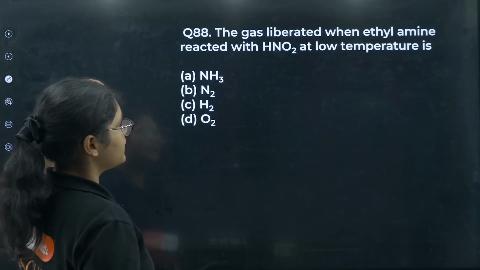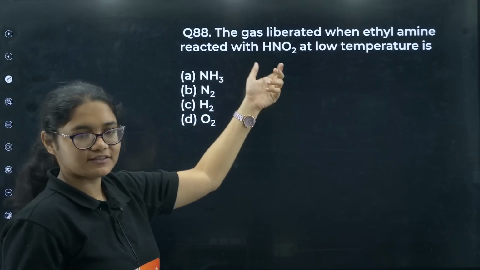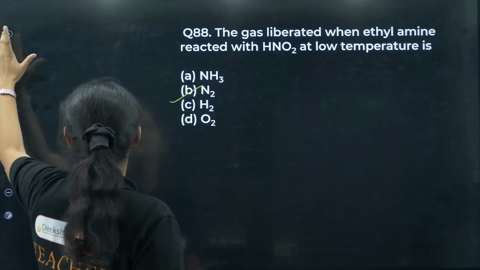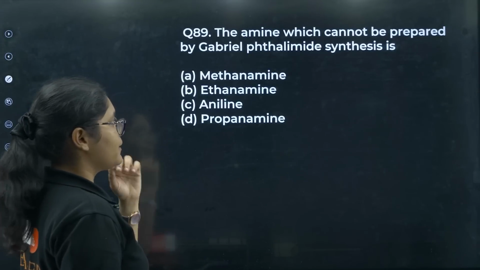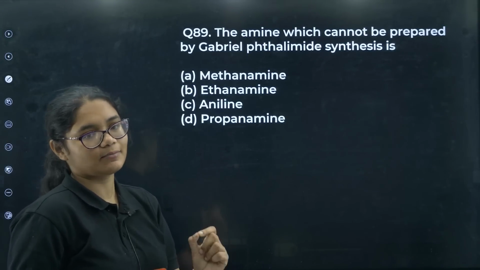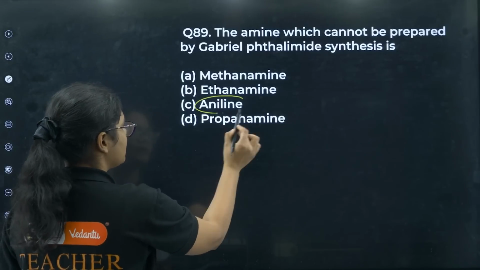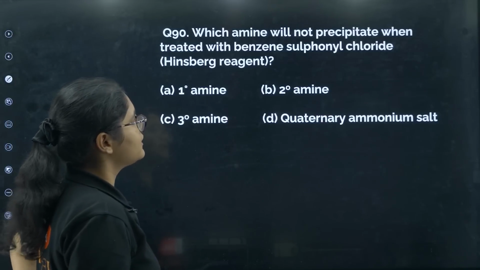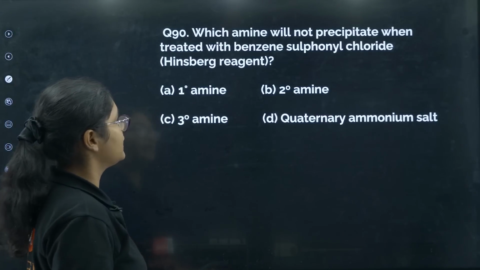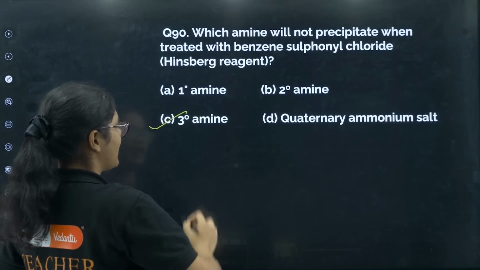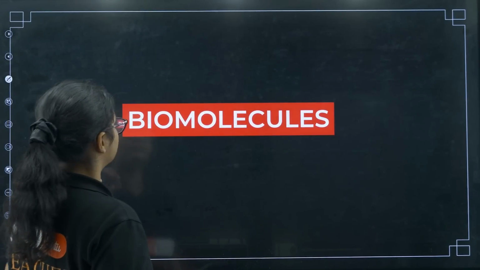Next, the gas liberated when ethylamine reacts with HNO2: we will get nitrogen gas, N2 gas, and alcohol. The amine which cannot be prepared by Gabriel phthalimide: it is used for the preparation of aliphatic primary amines, so we cannot prepare an aromatic amine like aniline, so option number C. Which amine will not be precipitated when heated with Hinsberg reagent? Primary and secondary will react, tertiary will not react, so option number C.